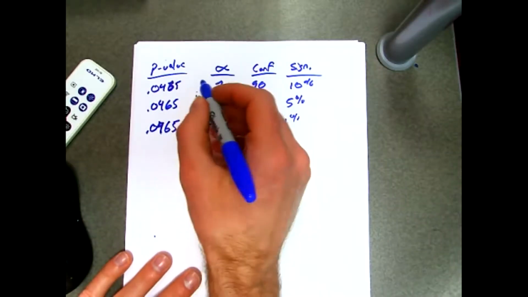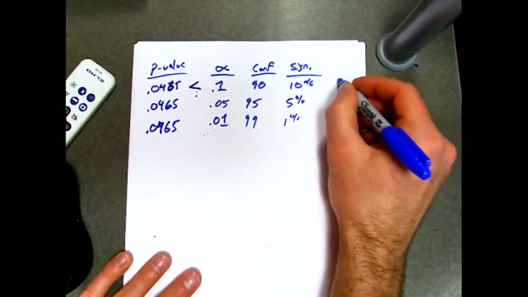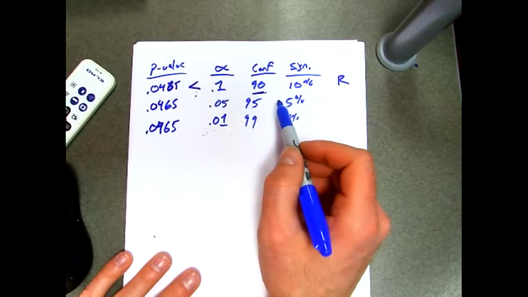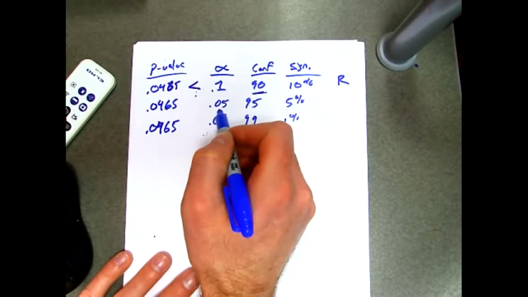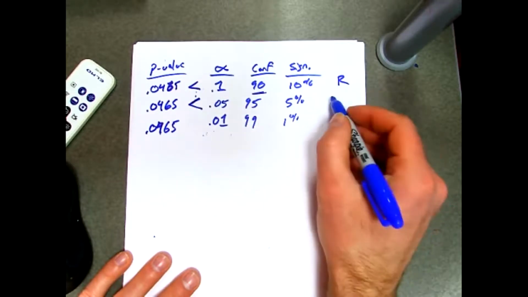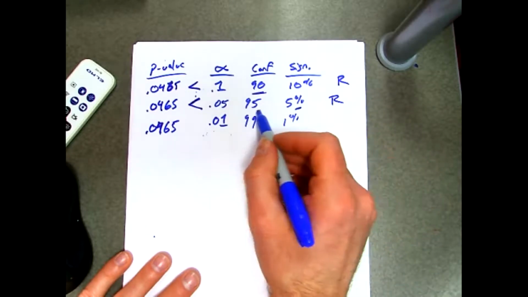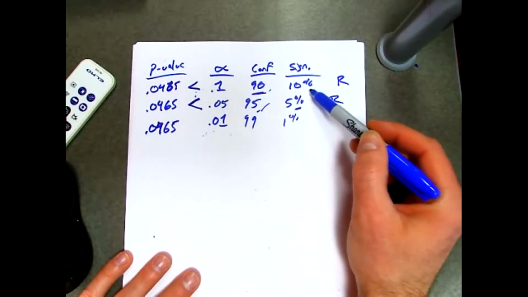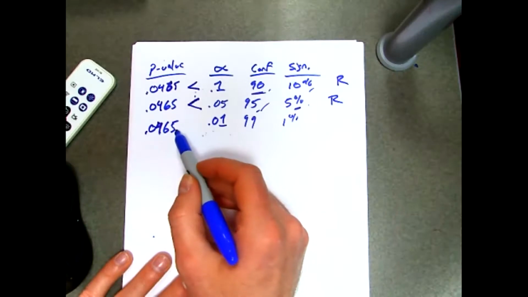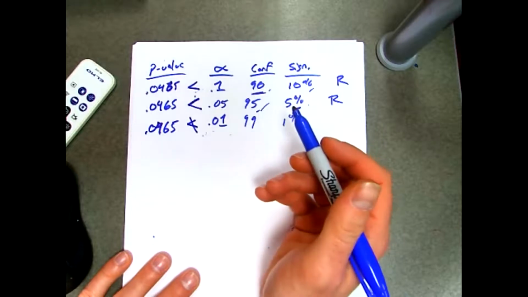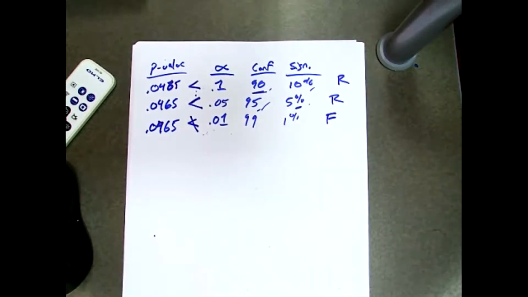Is 0.04 less than 0.1? Well, it is. So I can reject at the 10% significance level or with 90% confidence. Is 0.04 less than 0.05? Not by a whole lot, but it is. So I can reject at the 5% significance level as well, or with 95% confidence. But is 0.04 less than 0.01? No, it's greater than that. So I would fail to reject the null with 99% confidence.